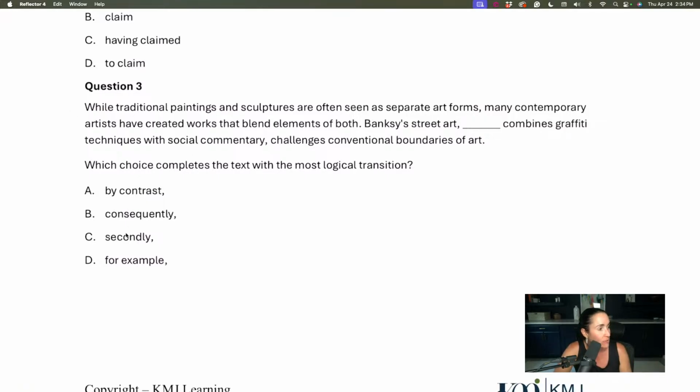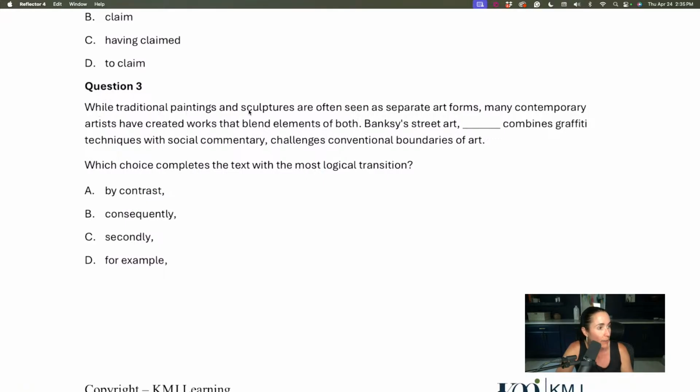So I can see we have some transition words. That sort of means I'm going to have to read the sentence before it. And this while here is a clue. You want to be on the lookout for while. Hopefully you can see my mouse. While. I would be underlining it with my pen if my pen worked properly, but it doesn't. So while traditional paintings and sculptures are often seen as separate art forms, many contemporary artists have created works that blend elements of both. Banksy's street art, for example, combines graffiti techniques with social commentary.